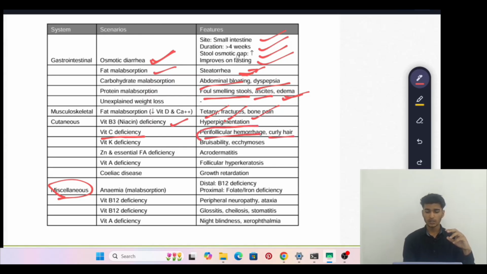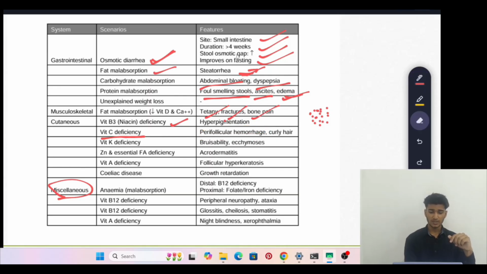What do you mean by perifollicular hemorrhage? You will see blood near the hair follicles. Beside the hair follicles, there will always be a little clot. It will have this appearance, a dot of blood. So that is perifollicular hemorrhage.